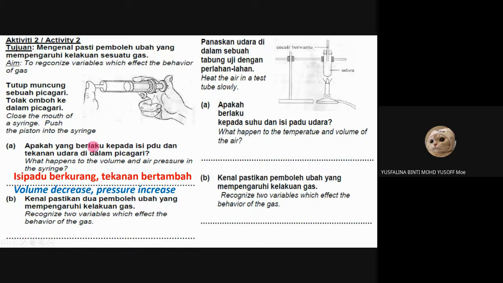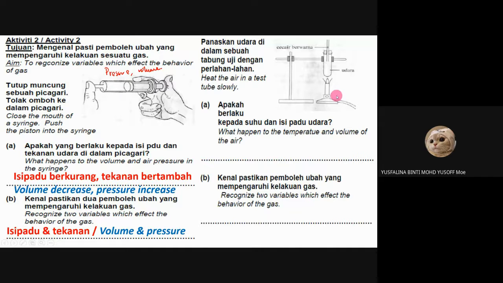So that is what happened to the volume and also the pressure. Recognize two variables which affect the behavior of the gas. So what are the variables that affect the behavior of the gas? Volume and pressure. So that is one example, where we investigate pressure and volume. This is for this activity.